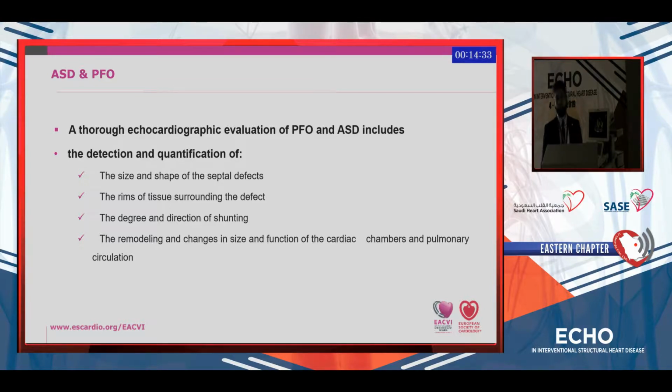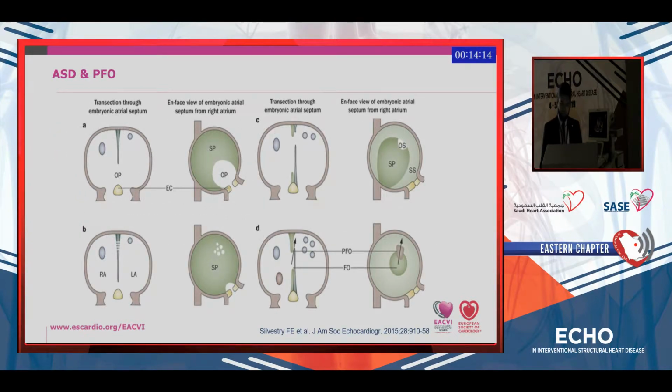So as an echocardiographer, we have to assess the ASD in terms of shape and size, the rims for adequacy for percutaneous closure, the degree of shunting, and the secondary changes as well. Secondary changes means the right-sided size and function and tricuspid regurgitation, if any. I'll just pass through this.